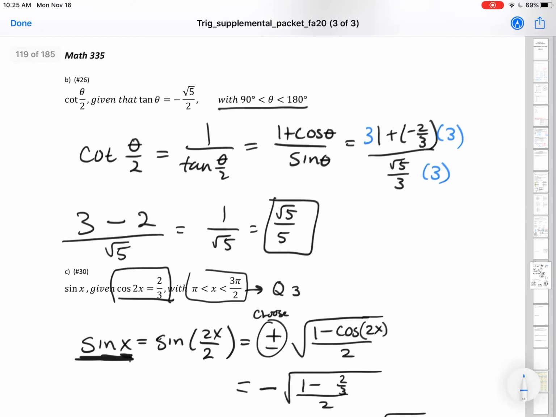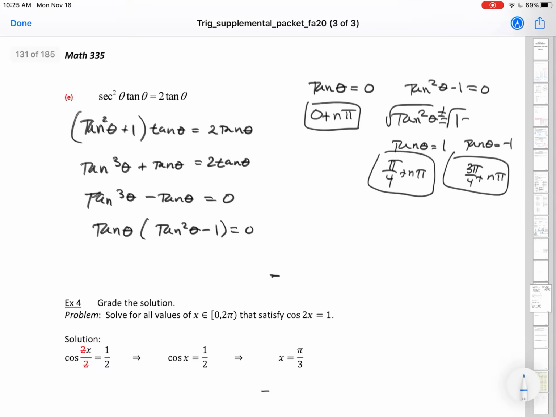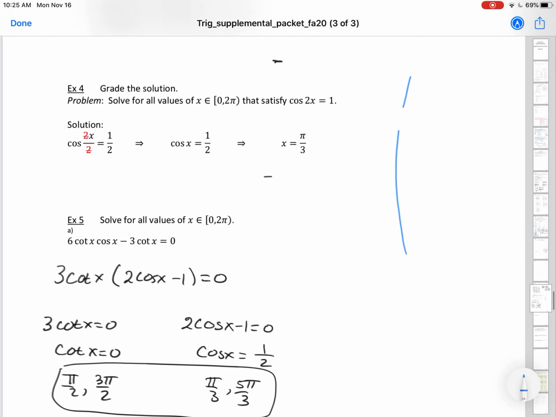I did that again. Okay, let's see if I can get back to where I was pretty quickly.